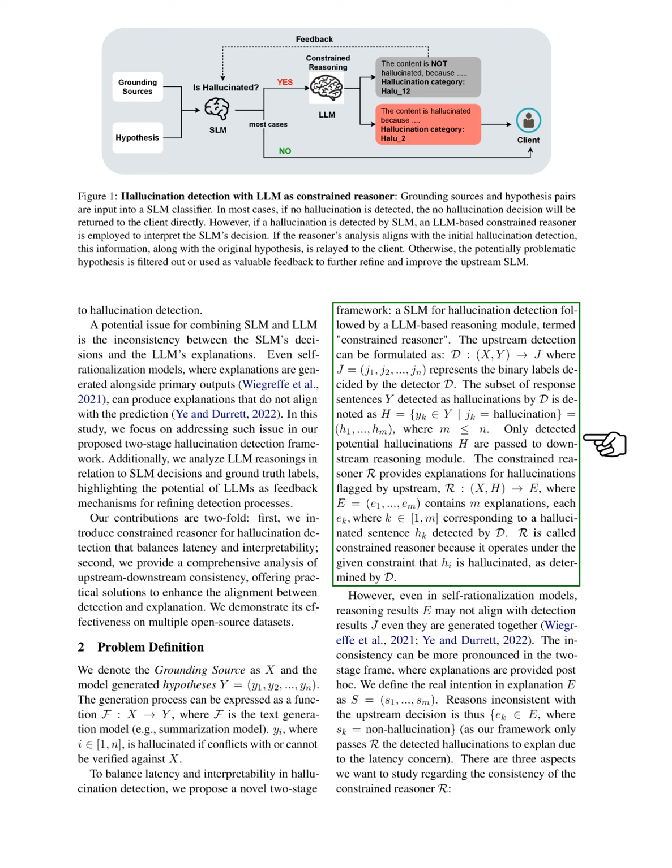However, even in models that rationalize their outputs, the reasoning may not always align with the detection results. We define the true intention behind the explanations and identify inconsistencies when the reasoning contradicts the detection. We focus on three aspects of consistency in our constrained reasoner.